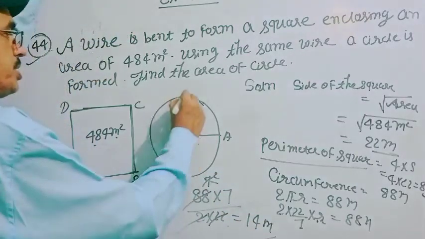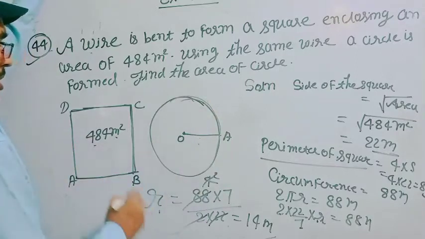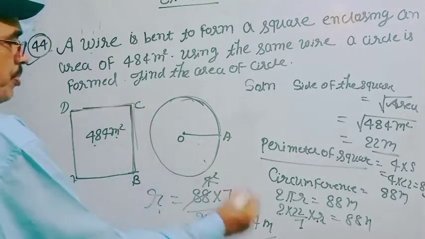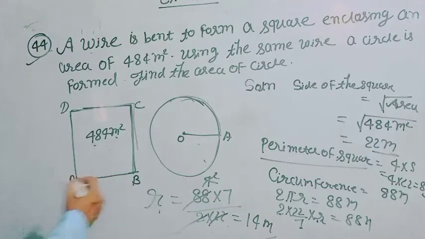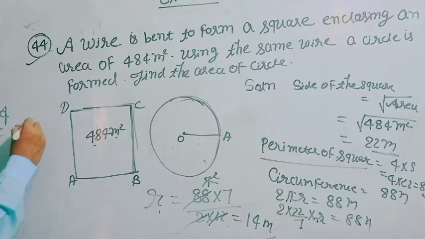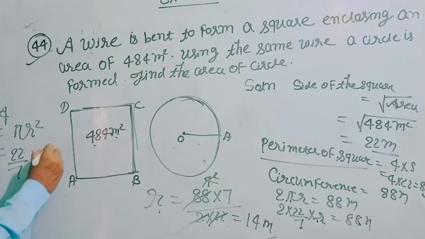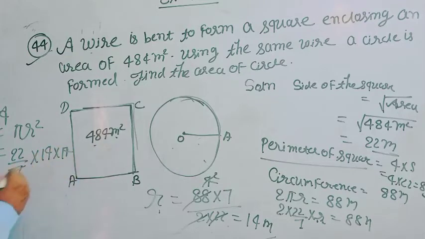Then the radius of this circle formed by this wire is 14 meters. Now your question: what is the area of the circle? Area is equal to pi r squared, then 22 by 7 into 14 into 14. Then 7 into 14 is 2, so 44 into 14 square meters is the area of the circle.